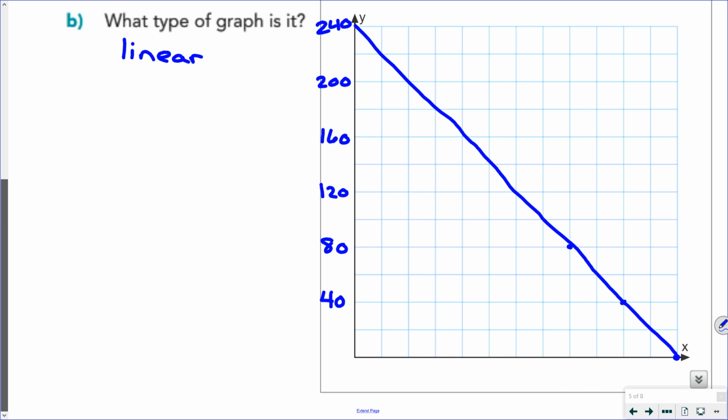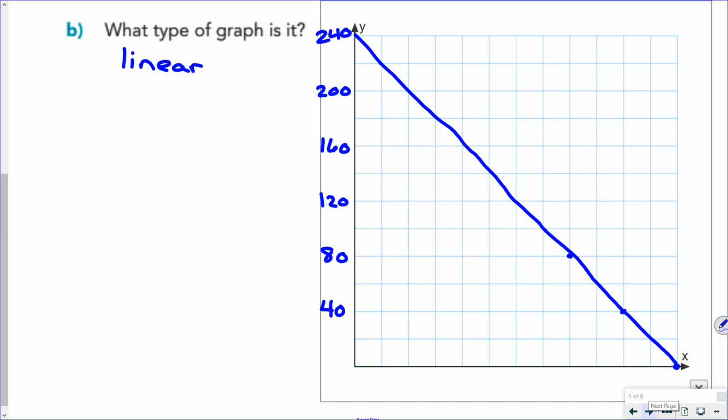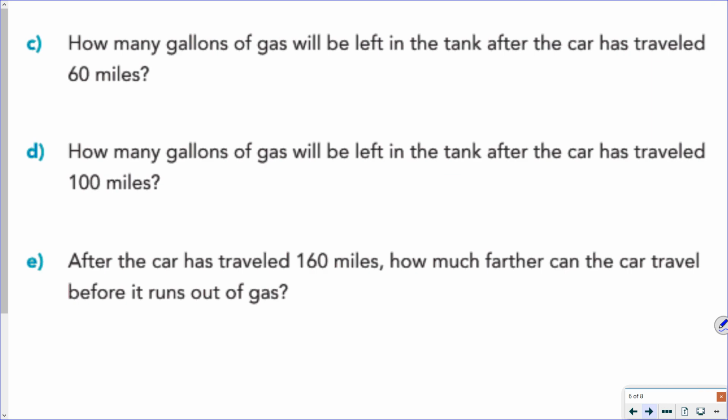So let's answer some remaining questions on it. Possibly if I can get to the next page. There we go.